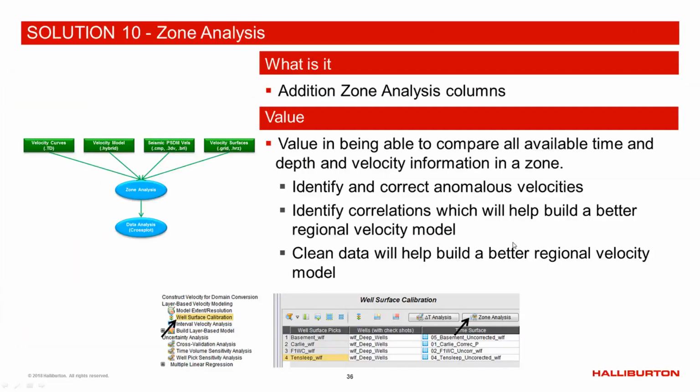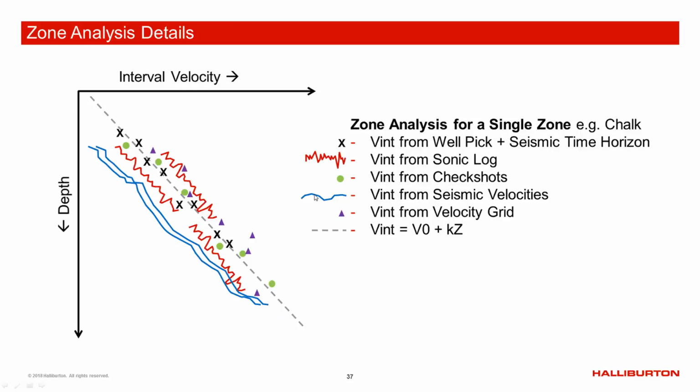Okay, next, solution 10 is the zone analysis, and we've just added a bunch of columns to our zone analysis table, and this allows us better QC and correction of anomalous velocity data. And this is the same trend, garbage in equals garbage out. We want to do as much QC as we can. Most velocity modeling is actually just QCing the data and identifying correlations between the data, so we can build good regional and local velocity models. So our zone analysis table, just a quick cartoon of what it shows.